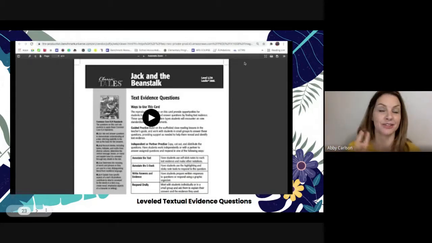I like anything that students can turn in. That way you can use it for assessment. You can also use it for accountability to make sure your students are doing their work.